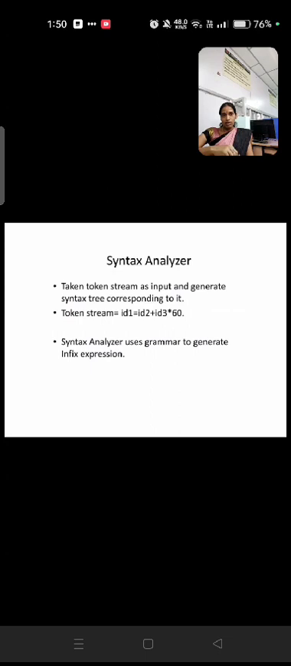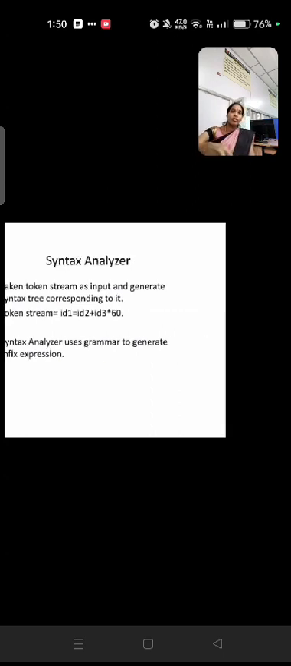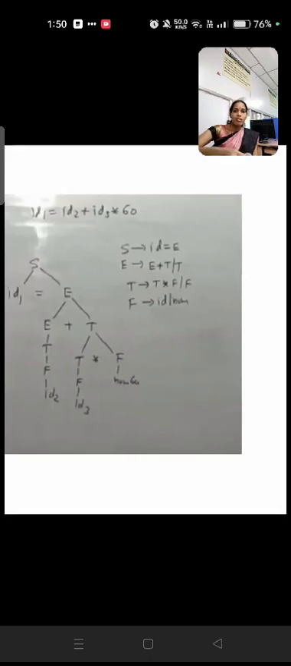Syntax analyzer is the same as a token of the strings. The entire grammar can be generated like a syntax tree. Another name of the syntax analyzer is also known as the parser tree. This is the syntax tree structure.